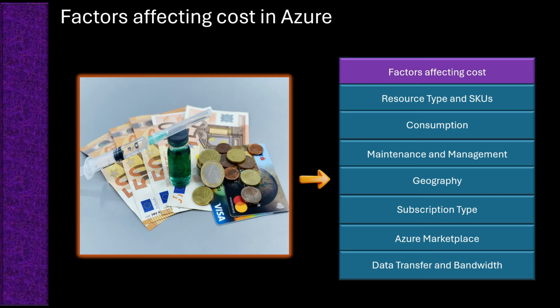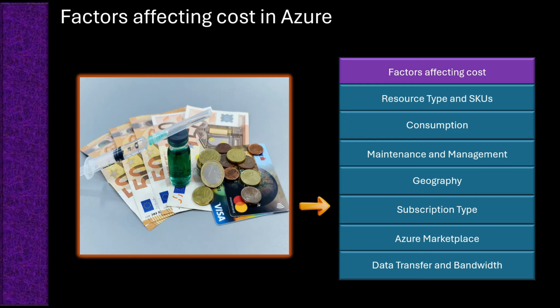Pricing varies by region based on local infrastructure, demand, and regulatory factors. Deploying resources in regions like East US might be cheaper than regions like Japan East. However, data transfer between regions, which is called egress cost, can also add up.